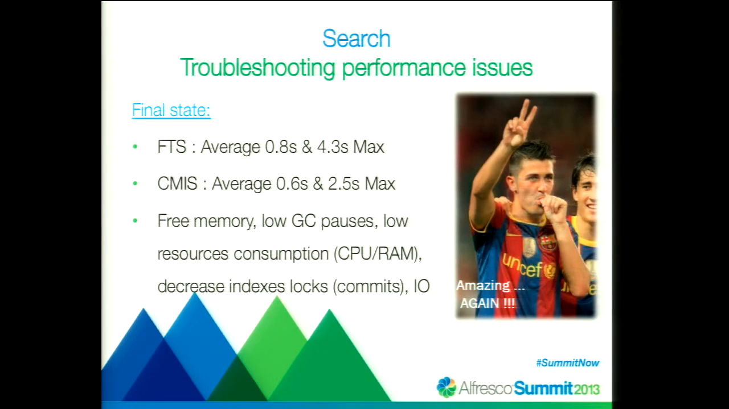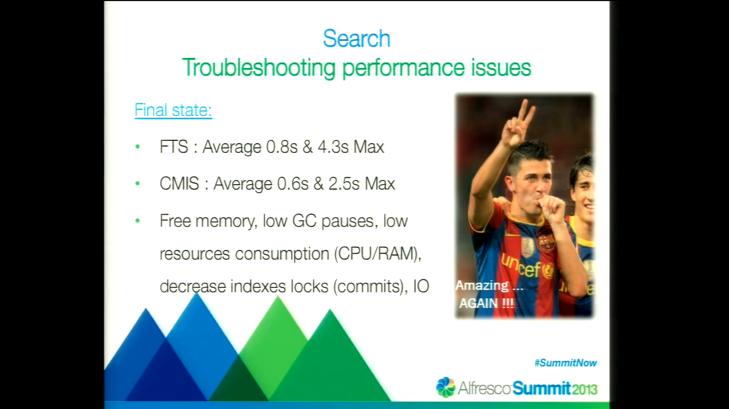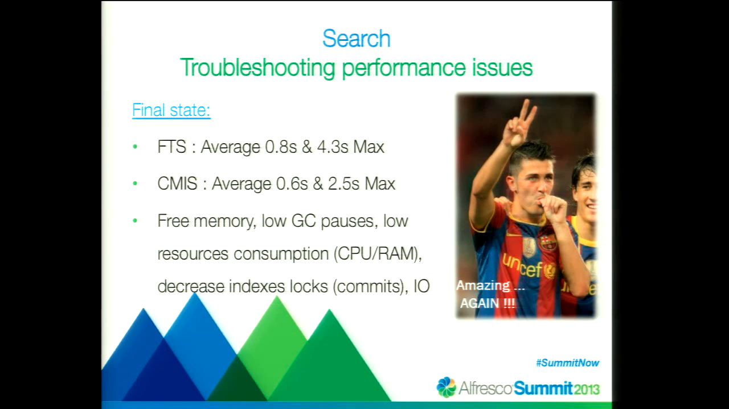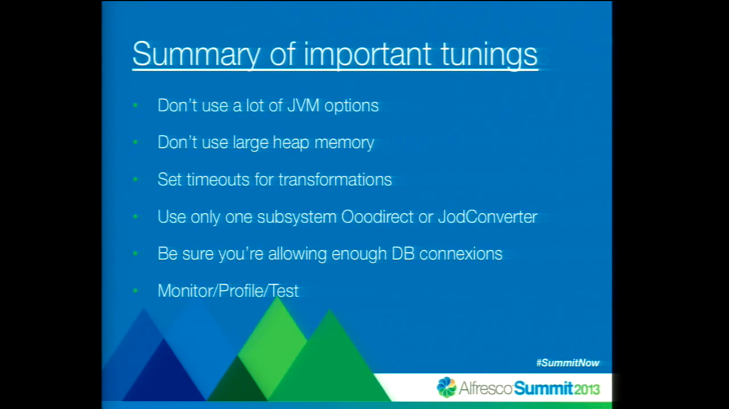And then the final state: full text search is in average 0.8 seconds and a maximum of 4 seconds, and semis, the metadata queries, is in average 0.6 seconds and a maximum of 2.5 seconds. We have more free memory, so as I said, we decreased from 24 to 16, and even the 16 is not used at all, we use only 8. And we have now low GC pauses, low resource consumption, and decreased index locks during the commits in IO. So here I'm sharing a summary of important tunings for both.